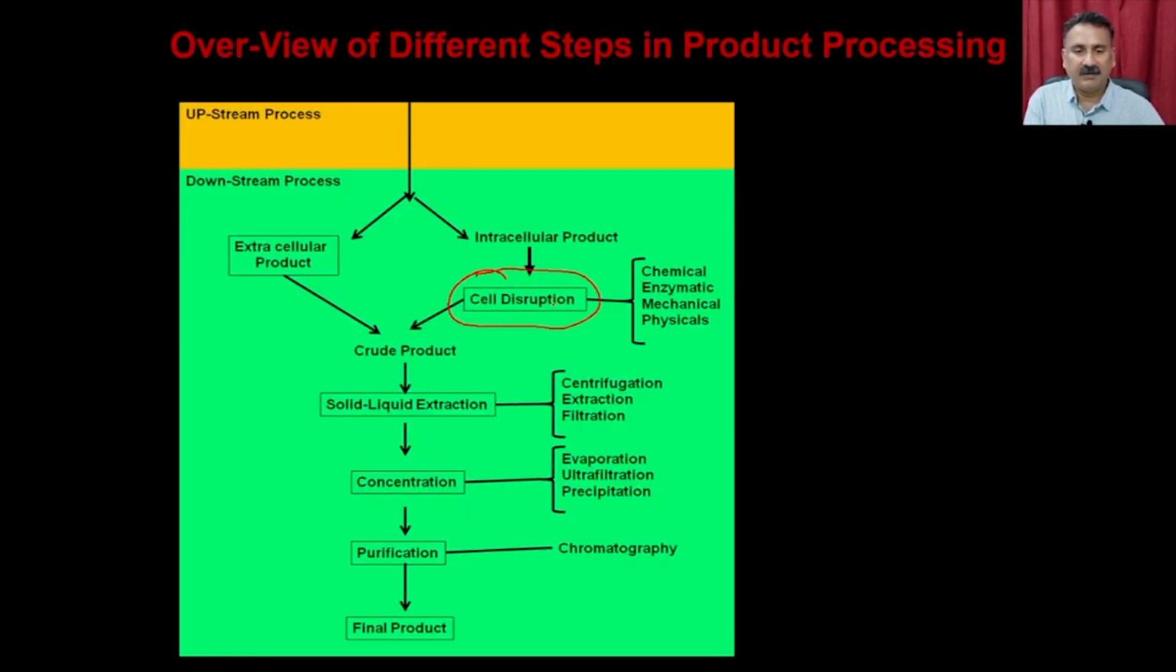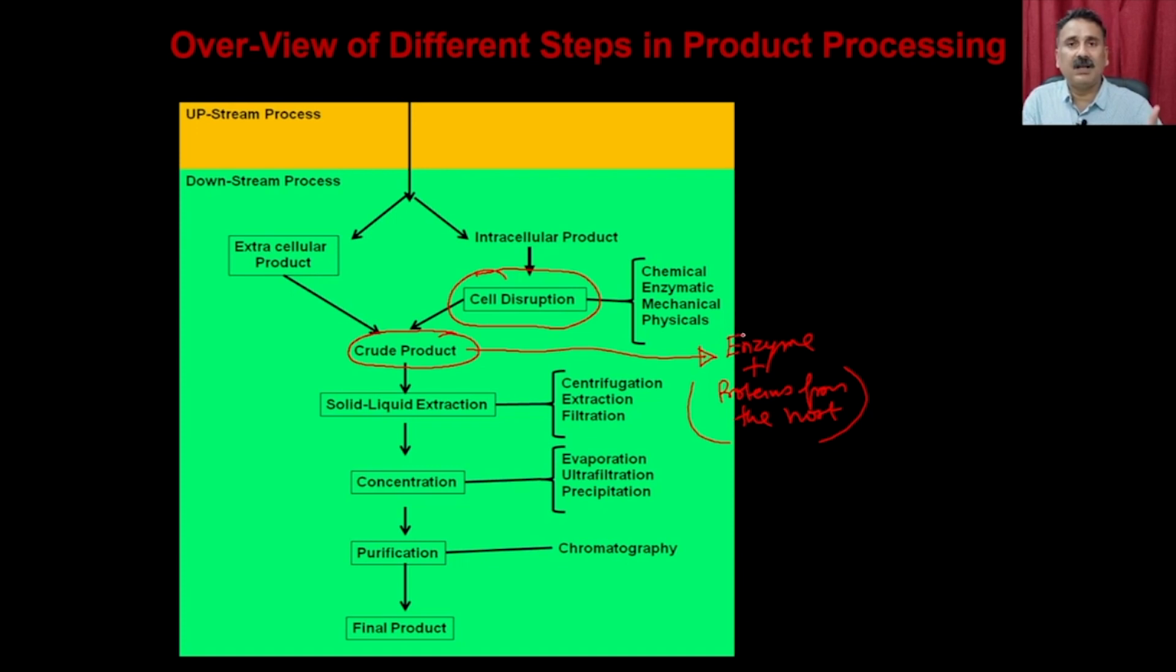Now once you have done the cell disruption, you are going to have the crude product. What is there in this crude product? The crude product is going to have the enzyme that you want to purify, and it is also going to have proteins from the host. So it has a mixture of two species: the proteins from the host and the enzyme that you are overexpressing in large quantities. Now our objective is to purify and isolate this particular enzyme, and for that we are going to use a technique called chromatography.